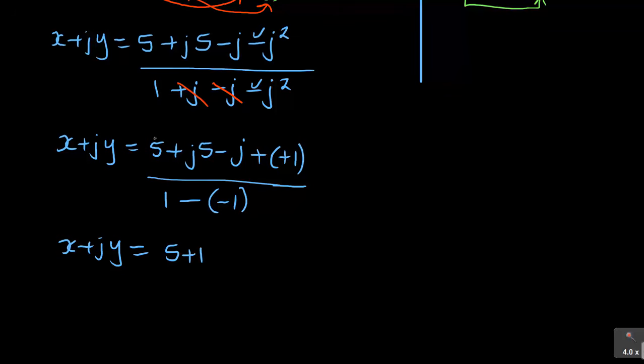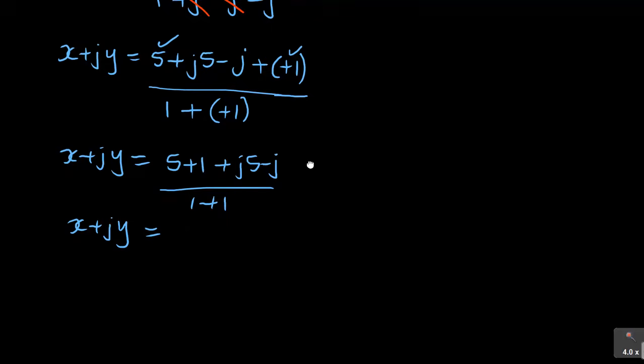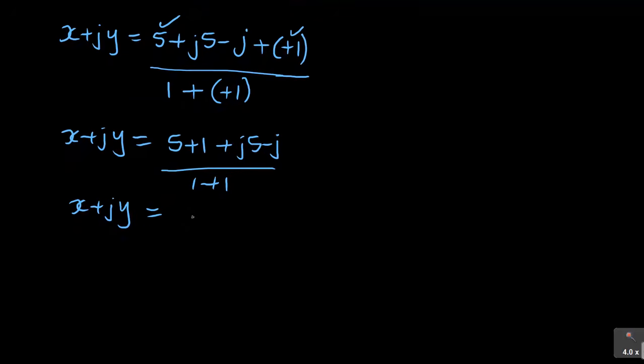I'm collecting real terms. These are the real terms, which are the real numbers, and the imaginary ones are the ones with j, which is 5 minus j, which is plus j5 minus j. So I just collected like terms. Over at the bottom is 1 plus 1, because the minus minus just gives us a 1. So you have x plus jy is equal to, in this case 5 plus 1, we are getting a 6, and then plus 5 minus 5j minus j, which is 4j, over 2.